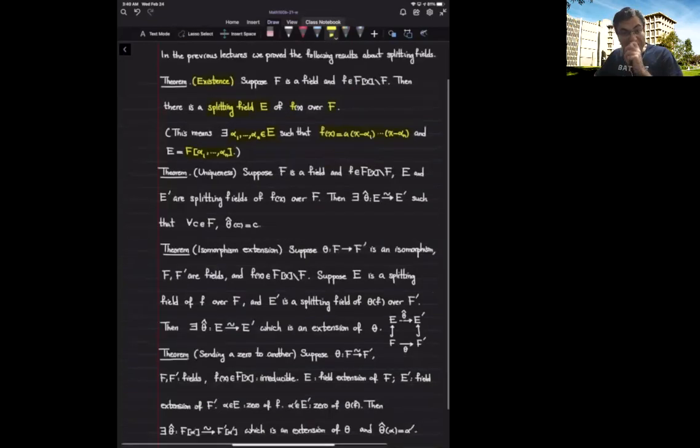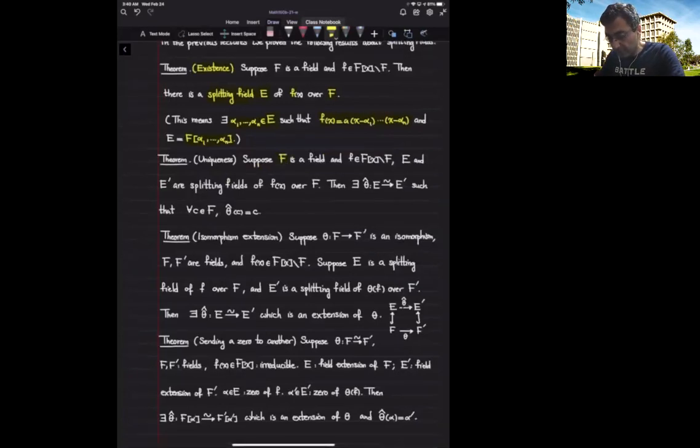Next, we showed the uniqueness of this field extension. What does that mean? If I give you any field F and a polynomial that's not a constant with coefficients inside this field F, if I tell you that E and E prime are both splitting fields of this polynomial over this base field capital F, then we can deduce that these two fields are isomorphic. Not only are they isomorphic, but we can also find this isomorphism in a way that it is F-linear, it is identity over the field F.